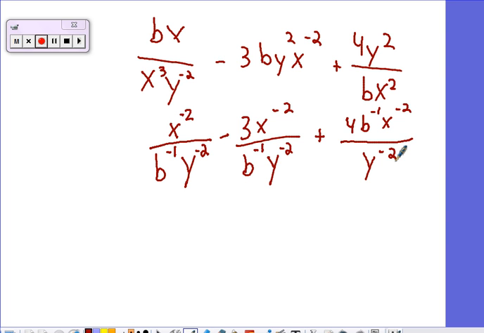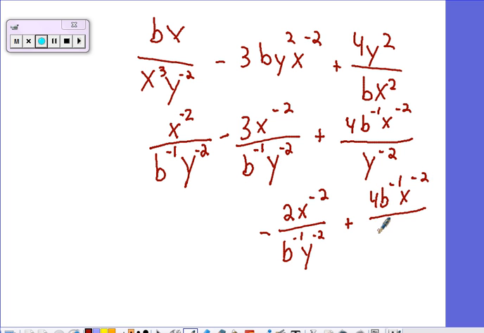I get negative 2 x to the negative second over b to the negative first, y to the negative second. Notice the denominator doesn't change at all. Okay, we're going to leave it alone. Plus, what's the plus? 4 b to the negative first. Good. X.